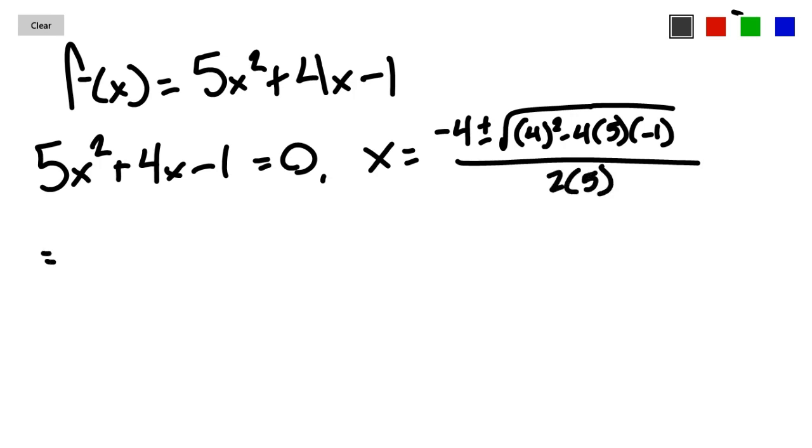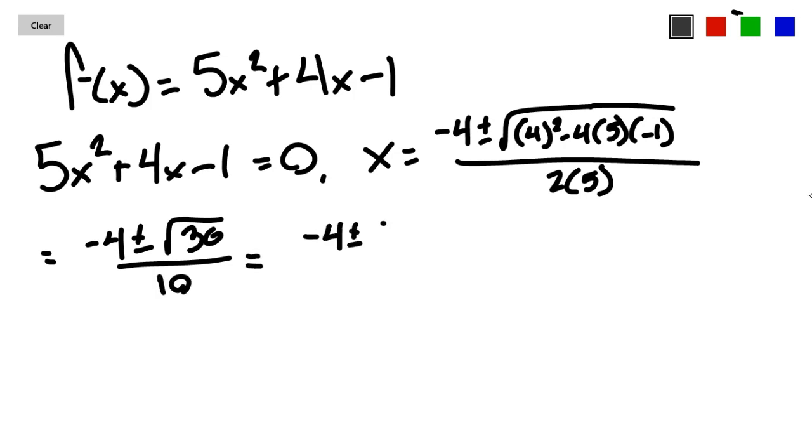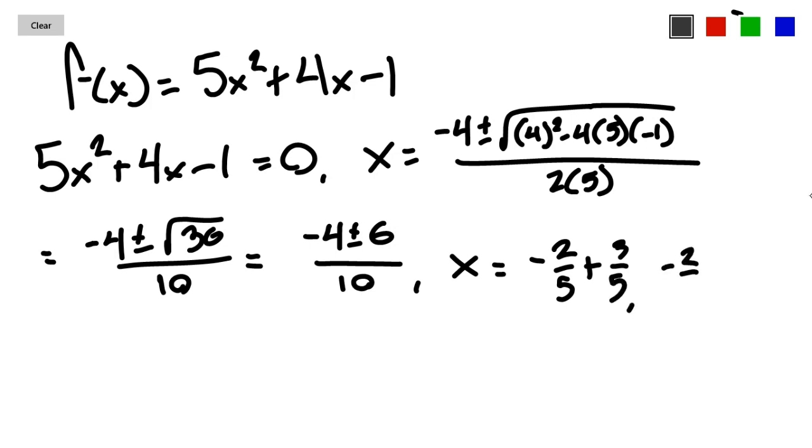So this is going to give me negative 4 plus or minus the square root of... 4 squared is 16. So 16 minus a negative 20 gives me the square root of 36. And 2 times 5 just gives me 10. So this is negative 4 plus or minus 6 over 10. And if I reduce and break apart, I see that my x values are going to be negative 2 over 5 plus 3 over 5 and negative 2 over 5 minus 3 over 5.